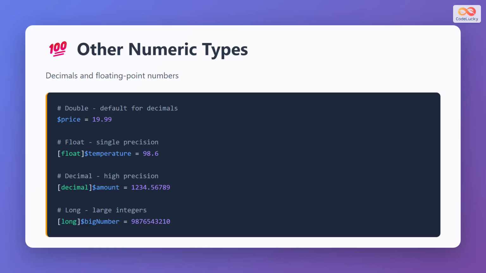You declare it with [decimal], like [decimal]$amount = 1234.56789. For very large whole numbers that exceed the integer range, you can use the long type by declaring [long], which can store much larger integer values than the standard int type.